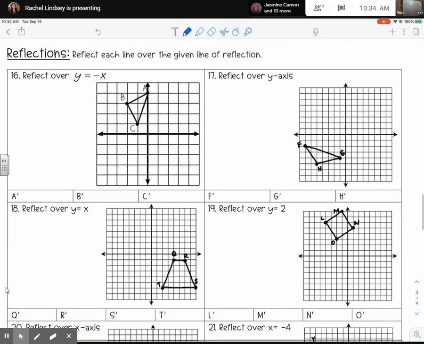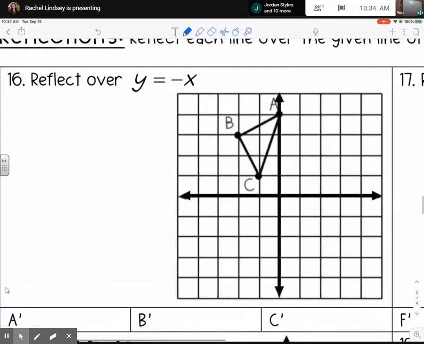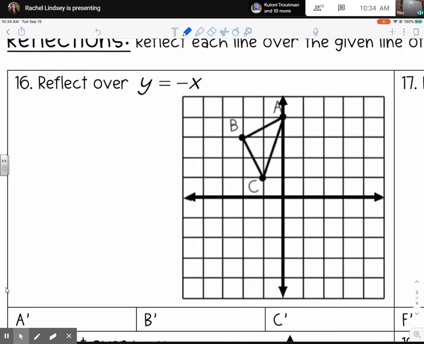Okay, so next we've got our reflections. Looking at number 16, I want to reflect over y equals negative x. So I know that (x, y) is going to go to (negative y, negative x).